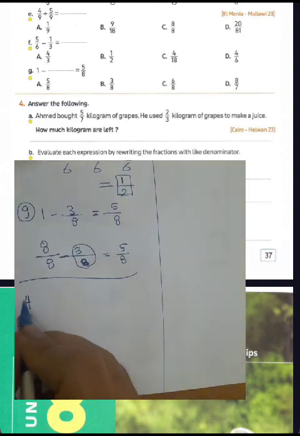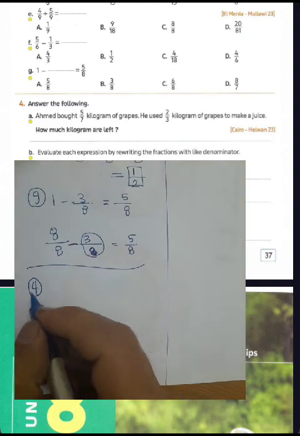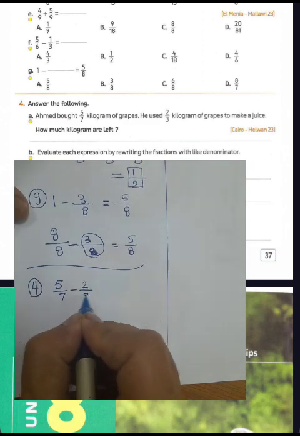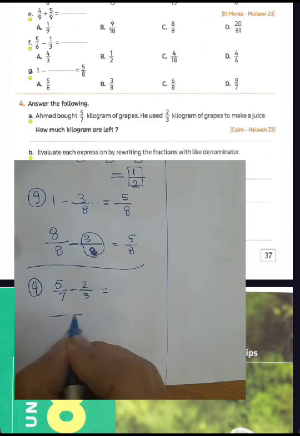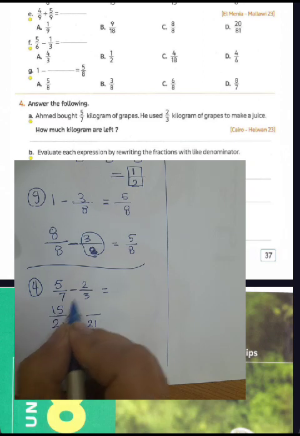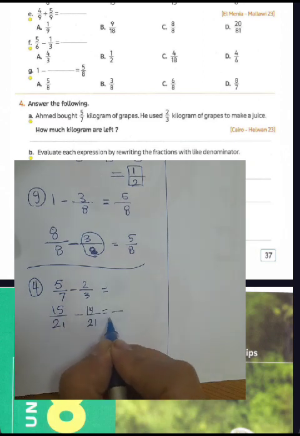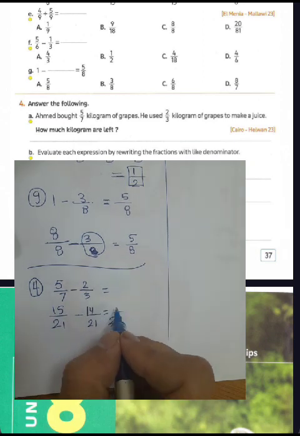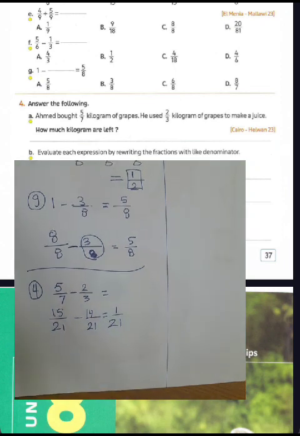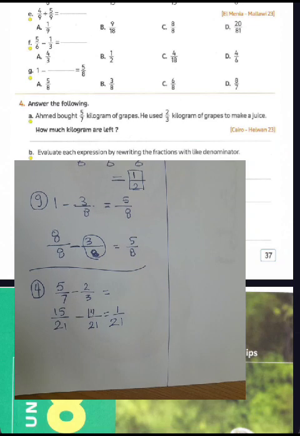Question number 4. We can find the difference between 5 over 7 kilogram and 2 over 3. For 3 and 7, the least common multiple between them will be 21. 3 times 5 equals 15, 2 times 7 equals 14, then the difference between them, 15 minus 14, will be 1. Then the result here will be 1 over 21 kilogram.